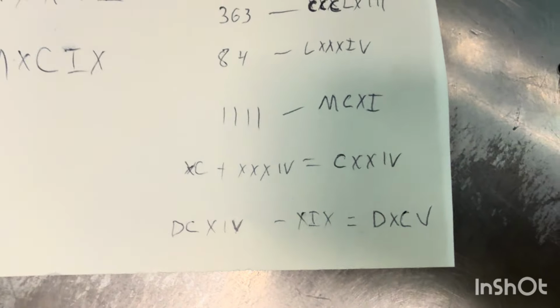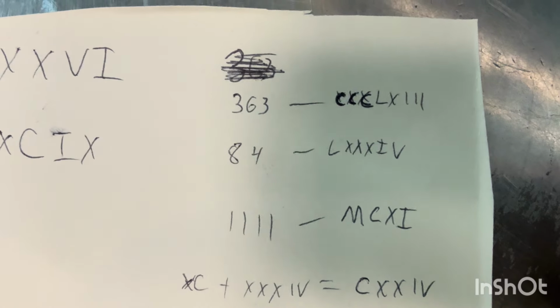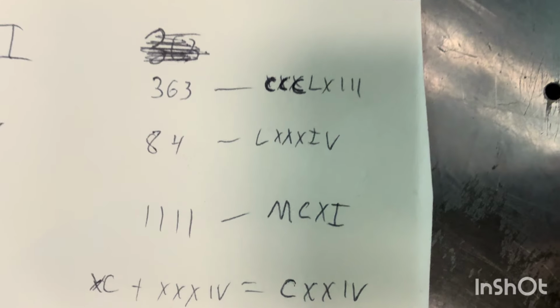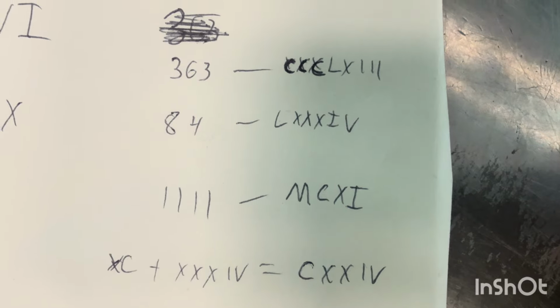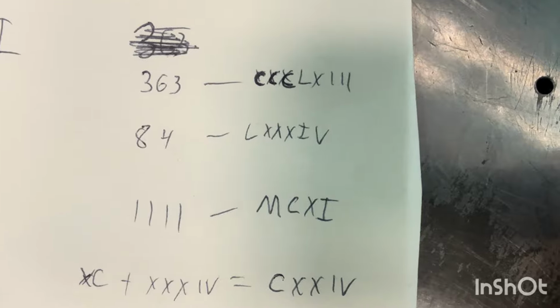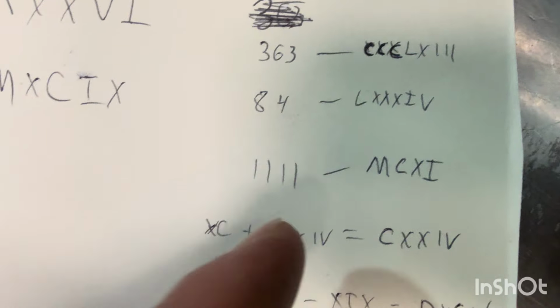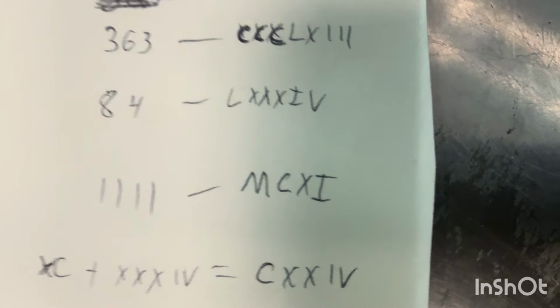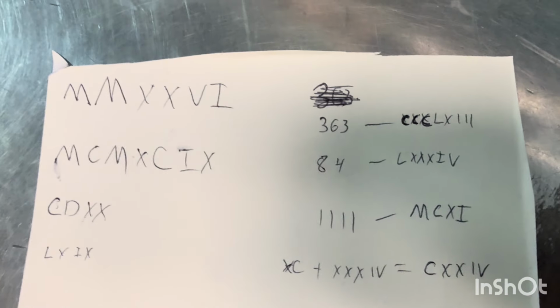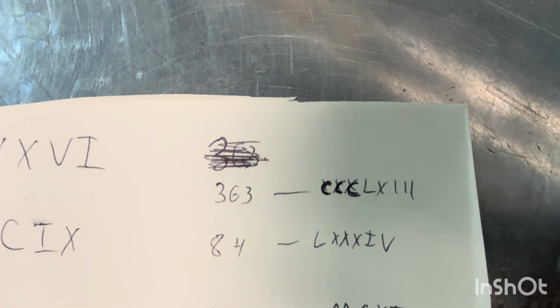It's still kind of confusing to me even, so I hope I'm explaining it well. 1111 would be MCXI, M for 1,000, C for 100, X for 10, and then I for 1. Each numerical place is represented by those letters. 84, LXXX for 80, and then IV for 4.